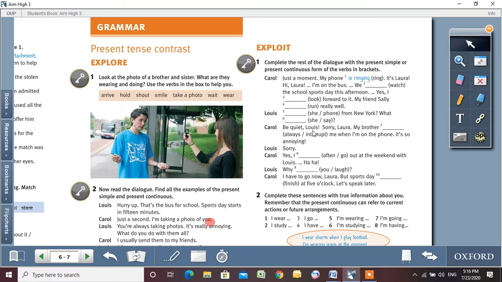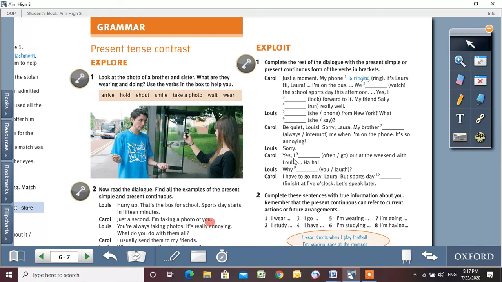Carol, be quiet. Luis, sorry. Laura, my brother, always interrupting. So it's an annoying behavior with always. So that's why we use it in the present continuous tense. So my brother is always interrupting me when I am on the phone. It's so annoying.